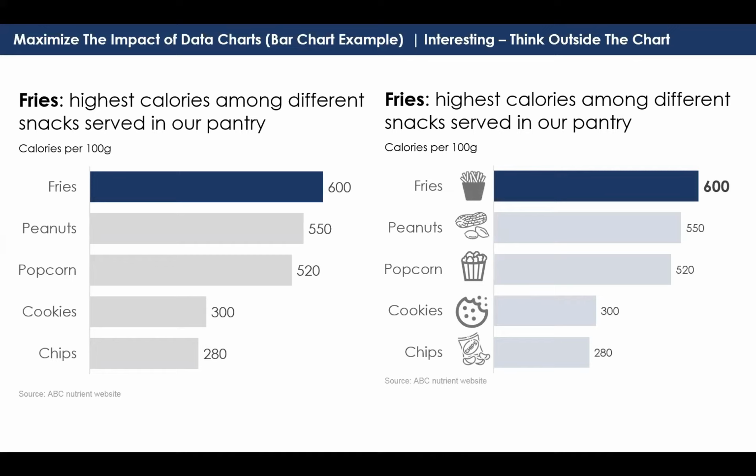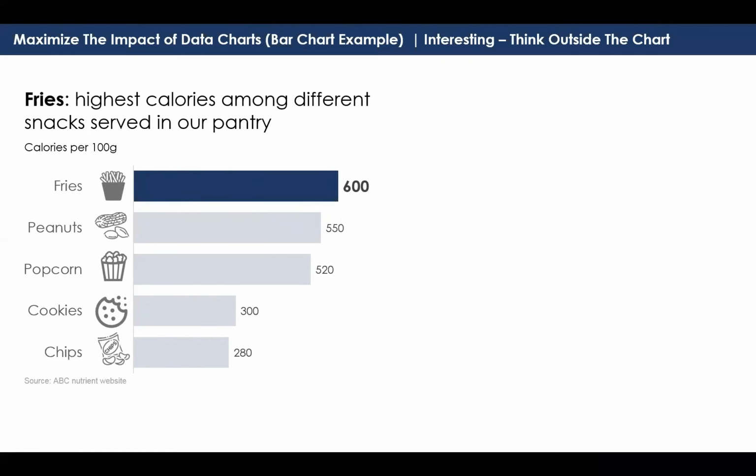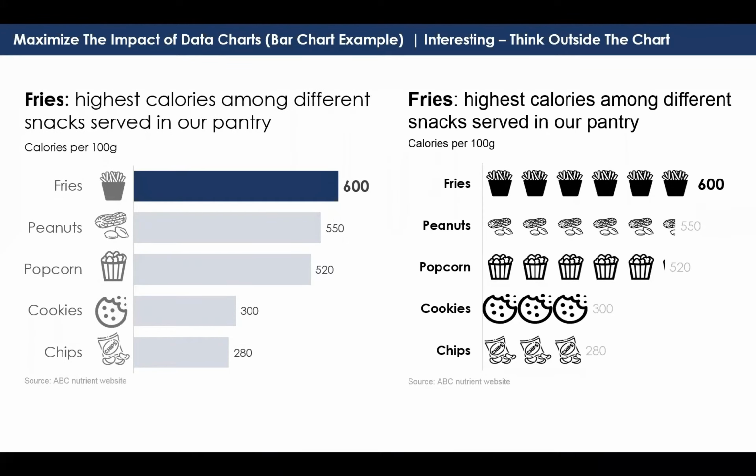The next thing I want to talk about: we have formatted it, we have emphasized it. The next one is to make it interesting. Interesting here is to spice it up, to think outside the chart. It's not necessary to have a chart or a line or a bar. Here, I put icons next to the words to make it more interesting and attractive. Another method is that you can make use of icons to represent the bar.